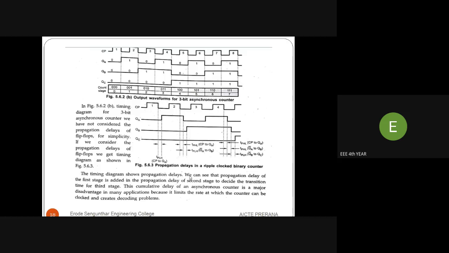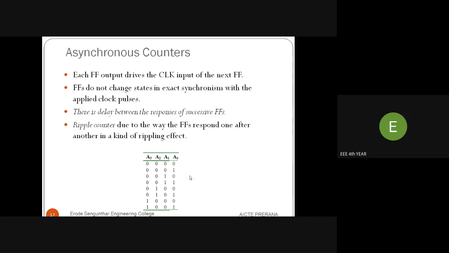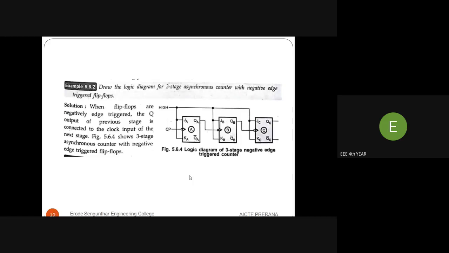Next, these are the output waveforms of a 3-bit asynchronous counter. When it is counted asynchronously, the outputs are the same as the synchronous counter, but the connections are different. This is the logic diagram of a 3-bit asynchronous counter with negative edge triggered flip-flops. For a 3-stage counter we need 3 flip-flops. Therefore, we draw 3 flip-flops A, B, C with inputs J A, K A, J B, K B, J C, K C.